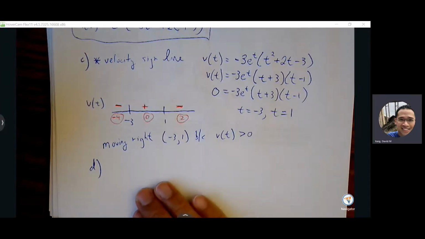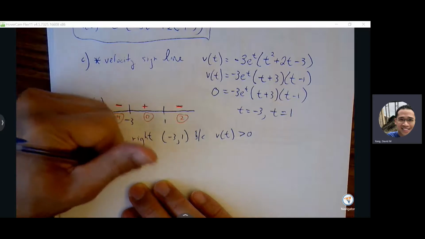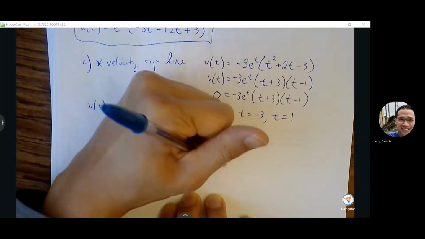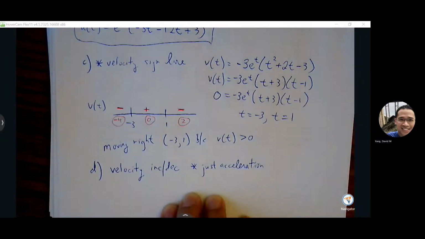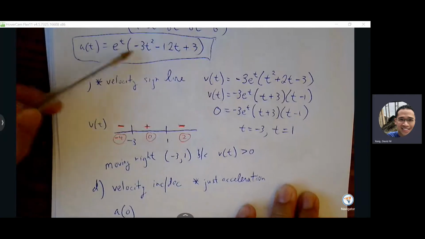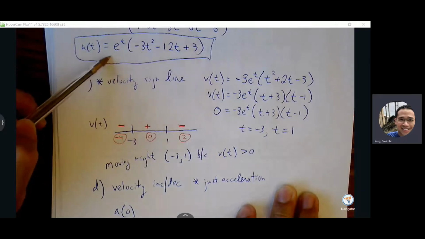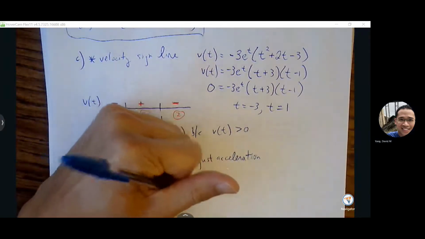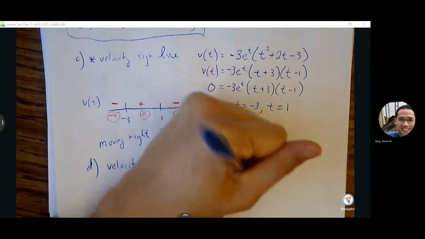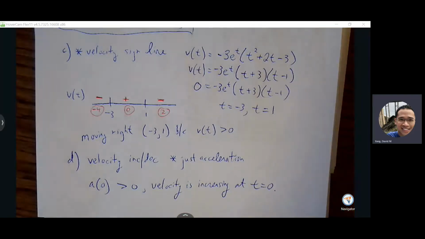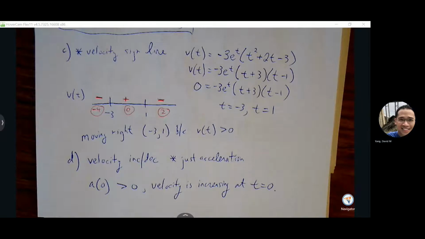Okay, is the velocity of the particle increasing or decreasing? So velocity increasing or decreasing is purely relying on just acceleration. So at 0, we can plug 0 into the acceleration function. I get 0 plus 3, 3 times e to the 0, that's a positive. So because acceleration at 0 is positive, we know that velocity is increasing. Go with that.